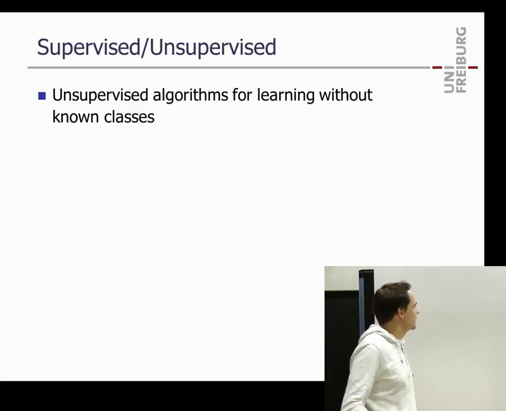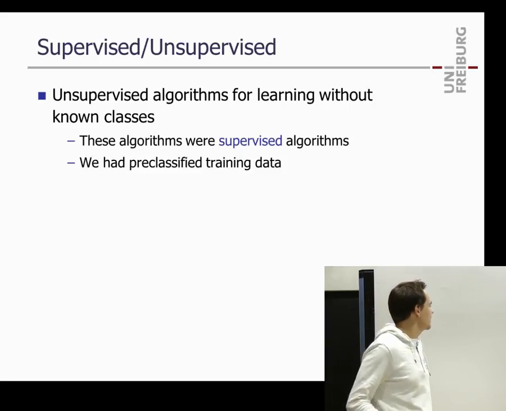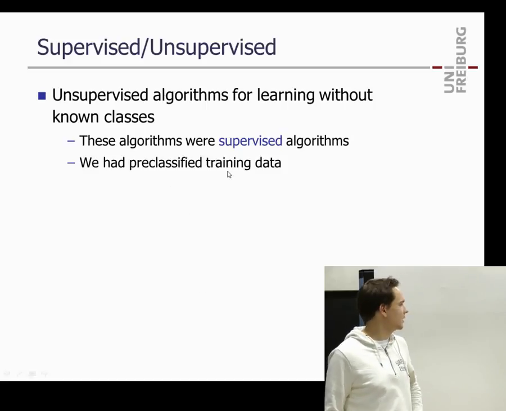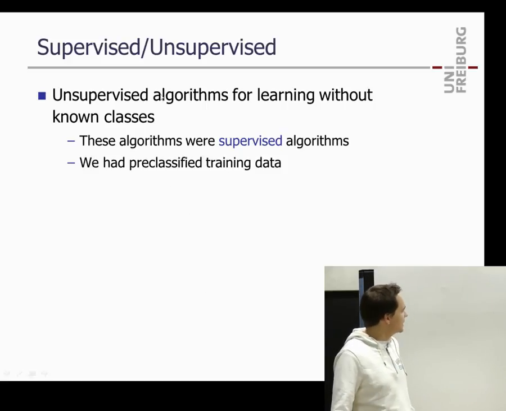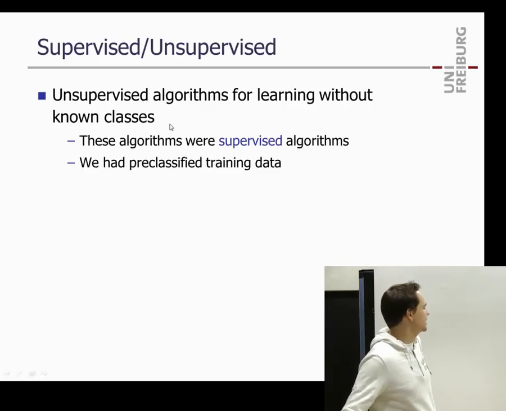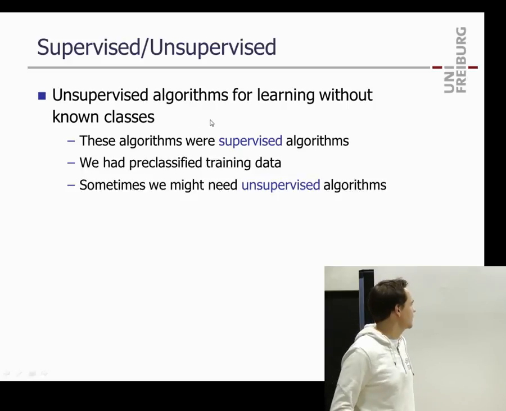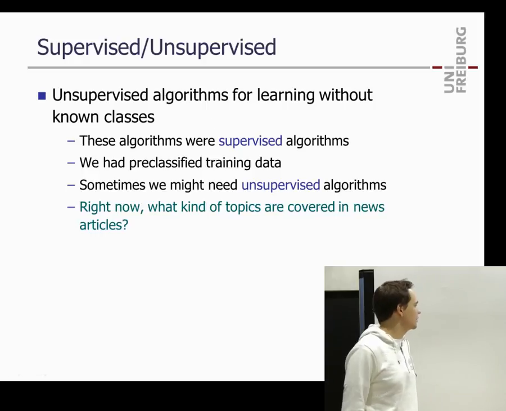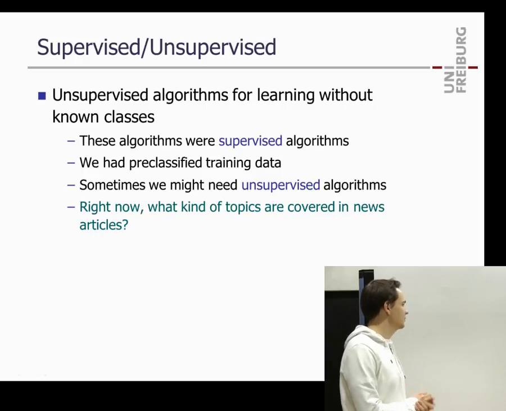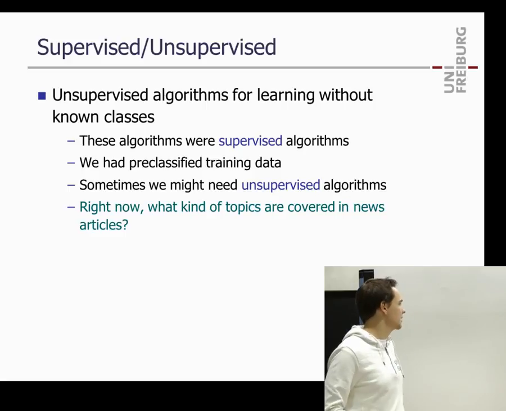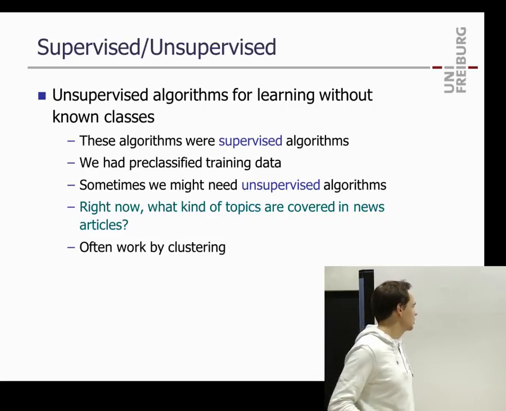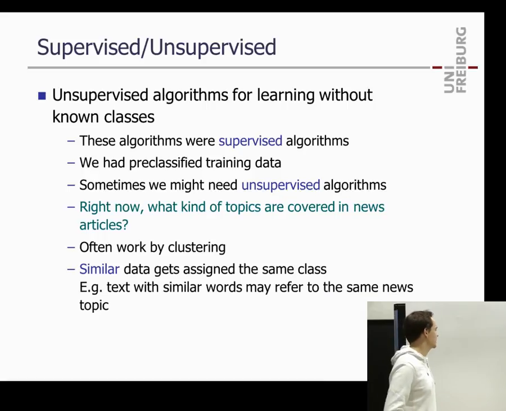Now one more thing about types of machine learning. So far, we looked at supervised learning. Supervised means we had pre-classified training data that we could learn on. An unsupervised algorithm means we don't have pre-classified training data. This might happen, for example, if we want to know what topics are right now on the news sites, and we don't have annotated training data yet. Then we can work by clustering. Similar data gets the same class. If two news reports have similar words, maybe they refer to the same topic, and if they use very different words, maybe they refer to different topics. This is how we can cluster them.